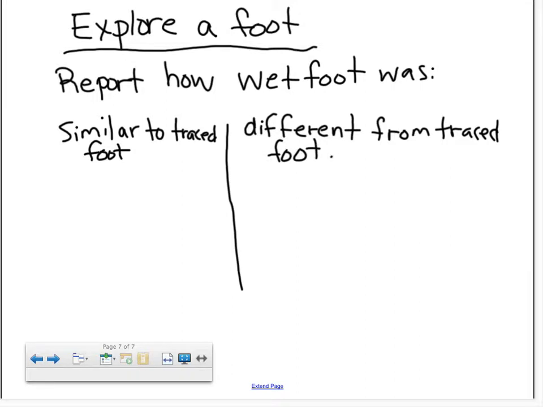Okay, so what I will need is a volunteer. Let me tell you what it is first. You have to be able to take off your shoe and your sock. We have to trace your foot, and then we will be wetting the bottom of your foot. So, Naya, come on.